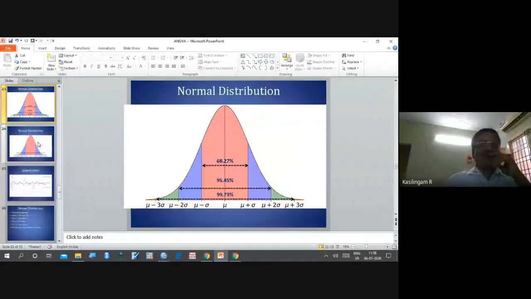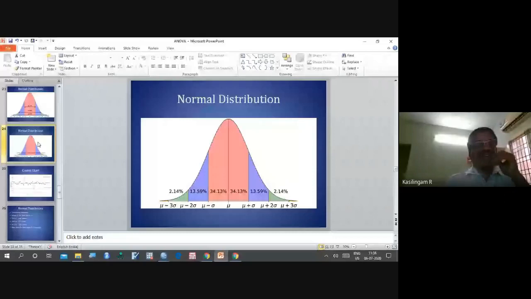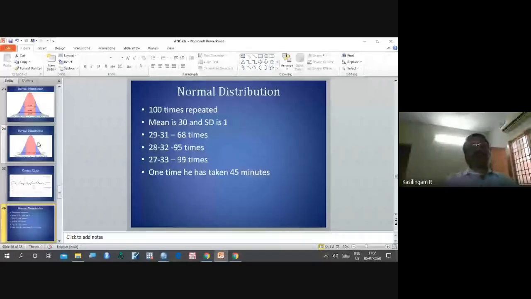Now I'll give one small example, sir. Let us take one example. I am asking Lenin, my scholar. He is not married.